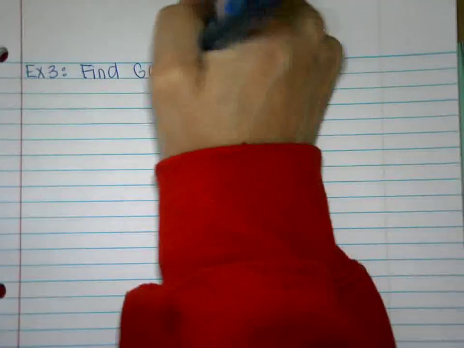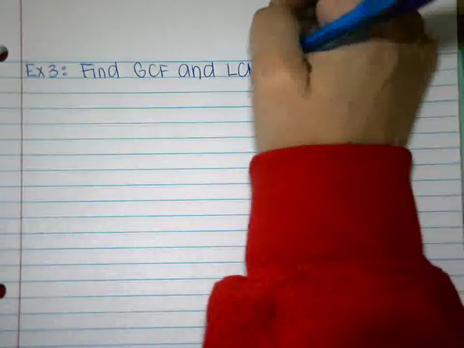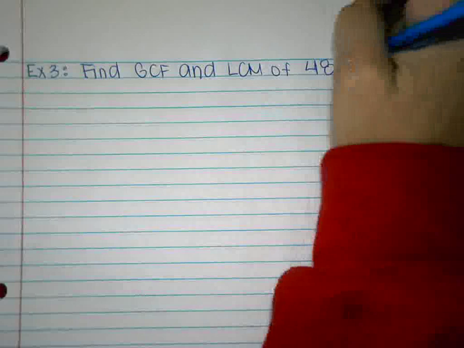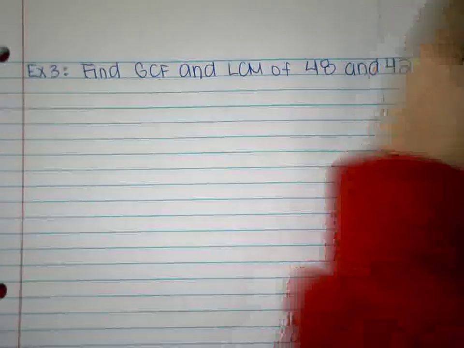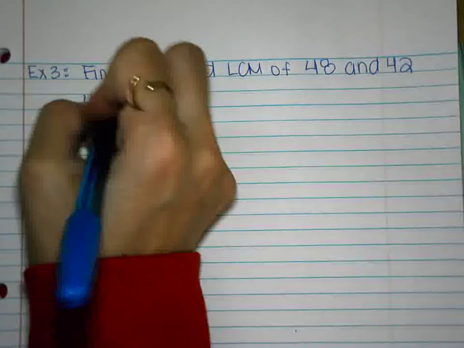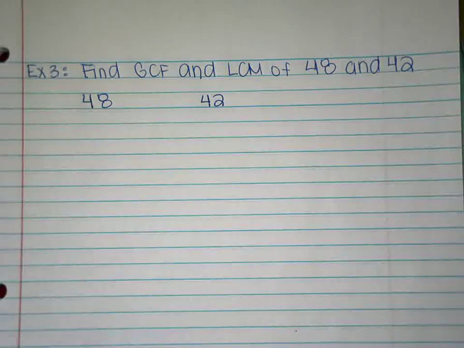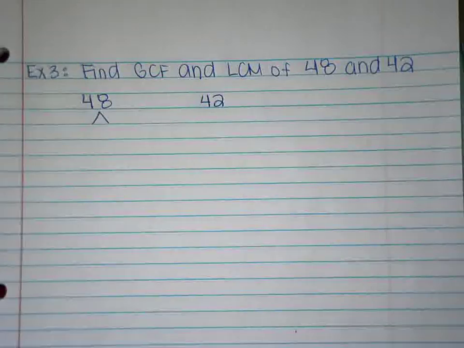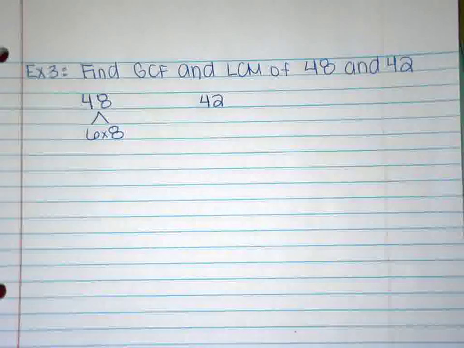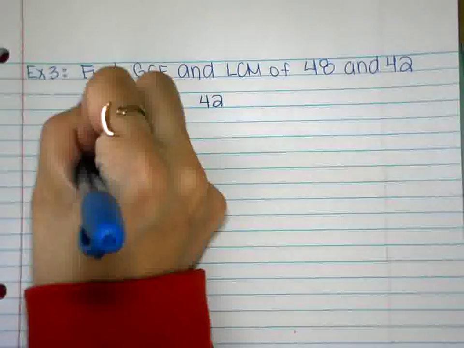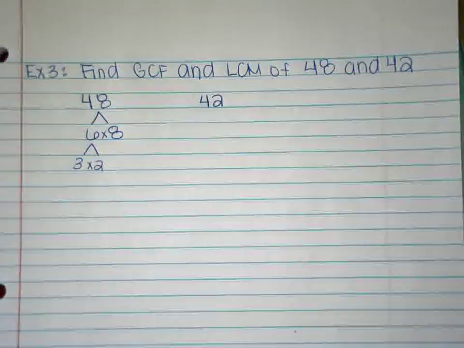So example 3: find the GCF and LCM of 48 and 42. So I need to find the factors of 48 and 42. I need to do my trees. What times what gets me to 48? The first thing I can think of is 6 and 8. So 6 times 8 is 48. And then I have 3 times 2 is 6.